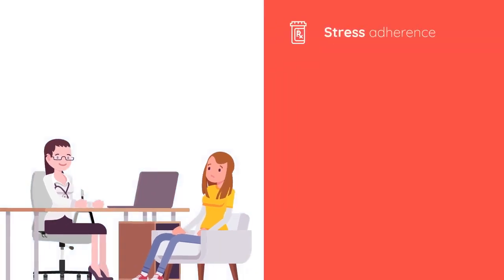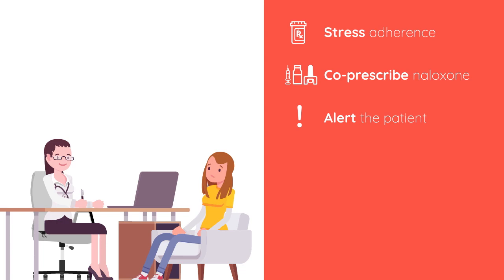Stress to the patient that adhering to OUD treatment, including the use of medication, is the most effective protection against relapse and overdose. Co-prescribe naloxone, an opioid antagonist used to reverse opioid overdose. Alert the patient to the possibility of continued use and emphasize the importance of not using alone, not combining drugs, and keeping naloxone on hand.